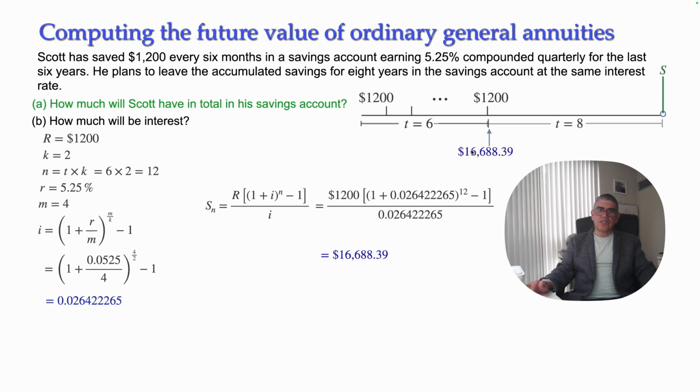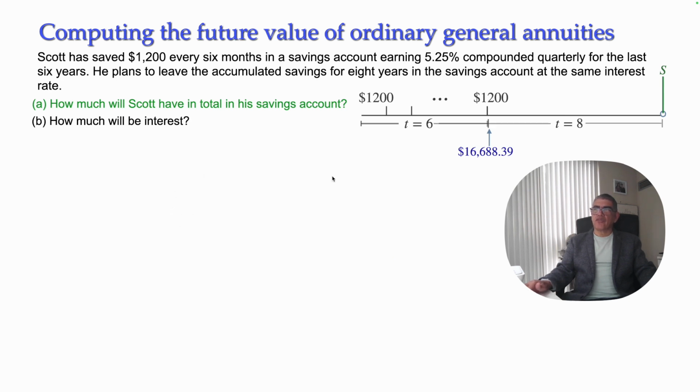This amount is the present value of the next period. The future value of any period is actually the present value of the next period. So this 16,688.39 is going to be used as a present value for the next period. So let's start with the second period to get the future value here. What we have here is not an annuity, it's just compound interest. There are no payments here.